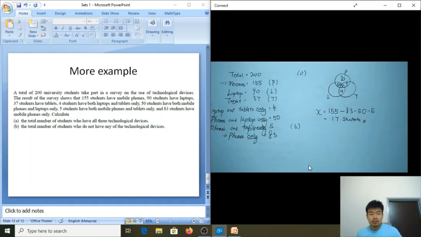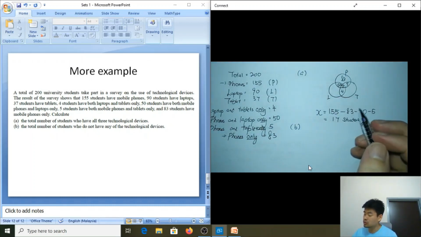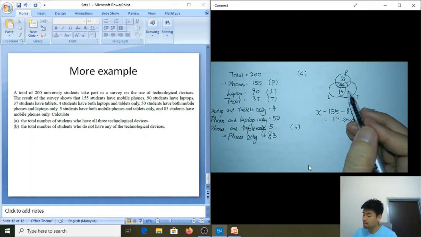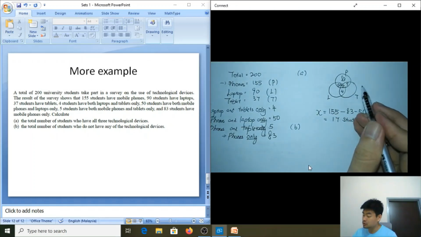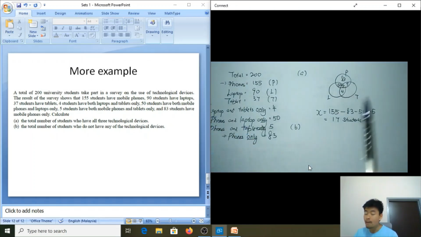Okay, B. The total number of students who do not have any technological devices. So what is the question actually telling you to find? Which section? It should be outside, right? I need to find the number of the students who do not own technological devices, the number outside. I know that the total number of the students is 200. So I just use 200 to minus all the number inside.